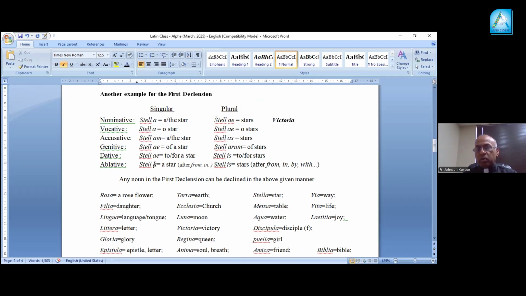Then in the plural, the genitive singular is the nominative plural. That you want to remember. In the first declension noun, the genitive singular is the nominative plural. So here it is Stellae. Therefore, it is Victoriae. Victoriae means victories. Victoriae, A-E. To the stem, we want to add A-E. Victoriae, victories.